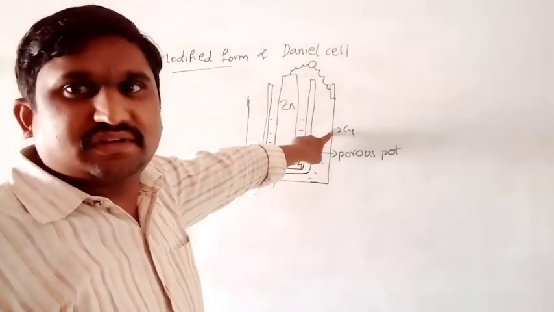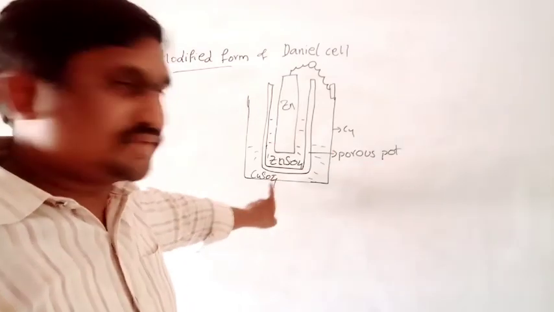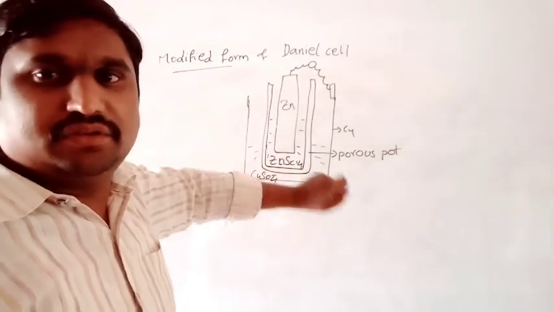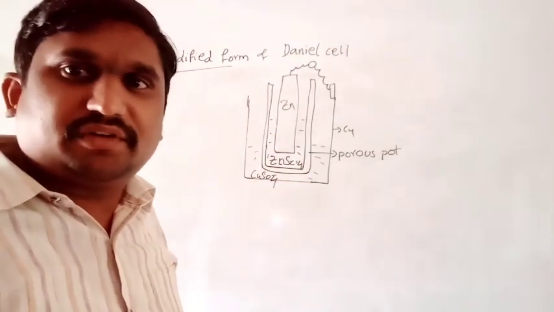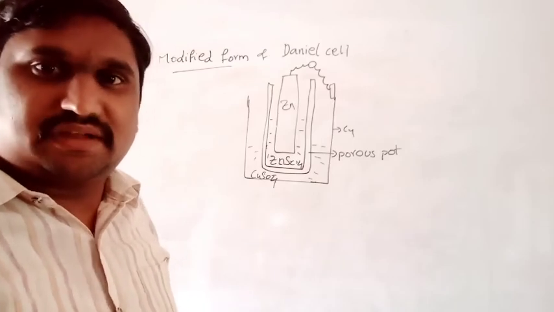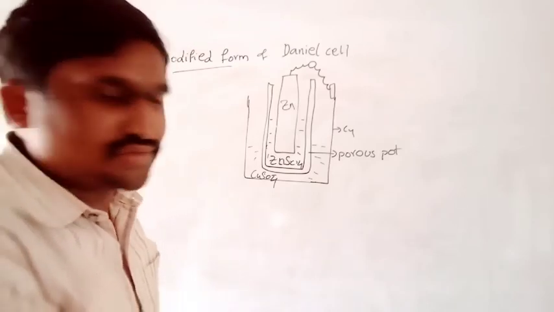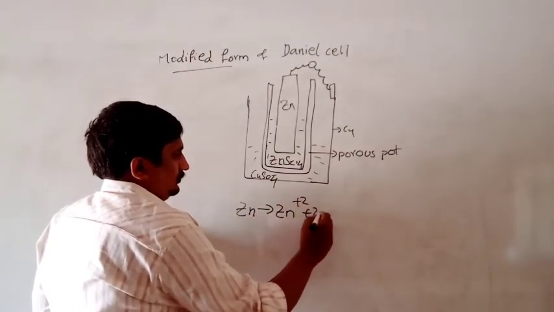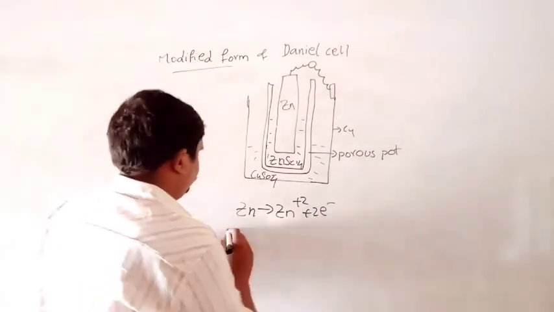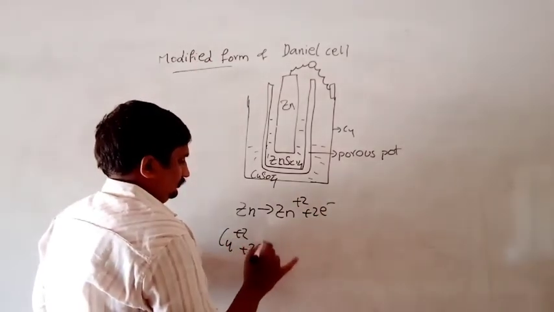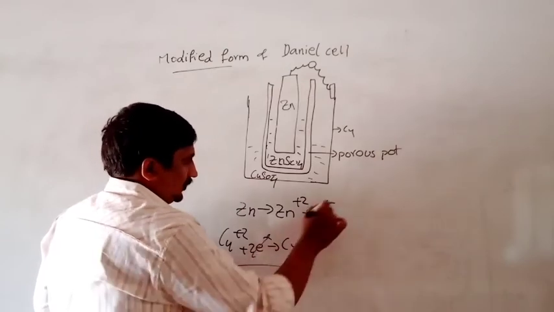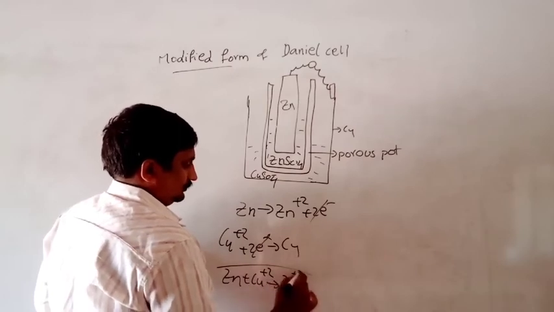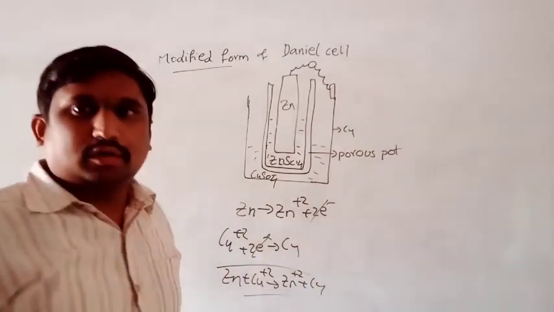The outside vessel is made up of copper and contains copper sulfate solution. It will act as the cathode. The inner vessel contains a zinc rod dipped in zinc sulfate solution, and will function as the anode as usual. The anode reaction and cathode reaction are also the same, and we get the same overall reaction too.